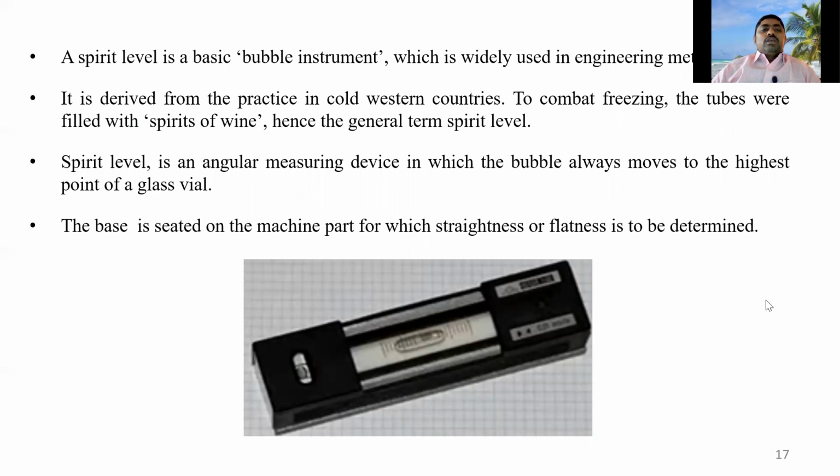This spirit level is an angle measuring device in which the bubble always moves to the highest point of a glass vial. For measuring the angle of a component, or setting up an angle, or measuring the straightness or flatness of machine parts, the bubble always occupies the highest point on a glass vial.